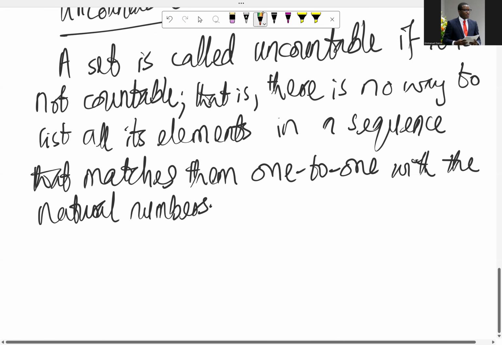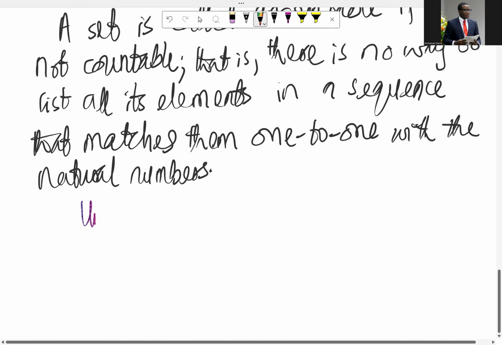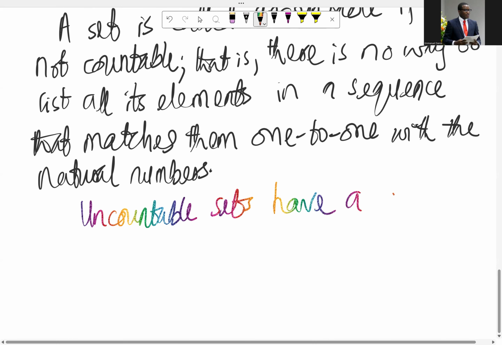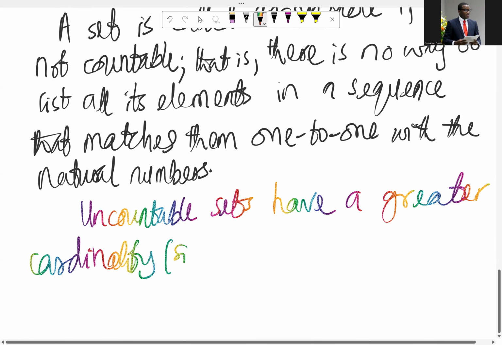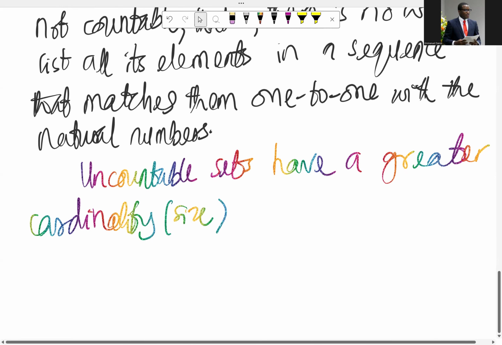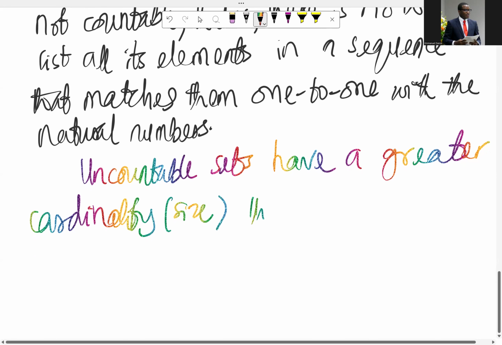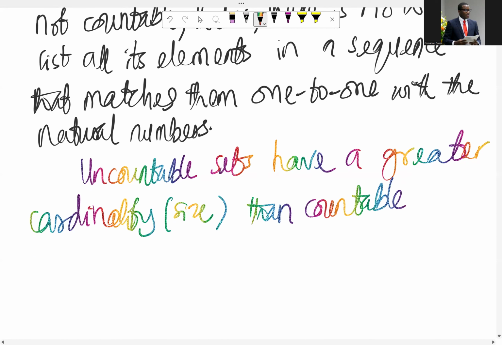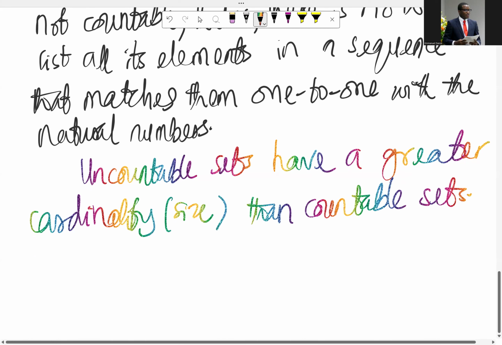Okay. It is worthy of note that uncountable sets have a greater cardinality, which is size. Of course, we know cardinality is the number of elements. Uncountable sets have a greater cardinality than countable sets. I mean, for obvious reasons, right? Something that can be counted is finite. You can pinpoint them, but something that is uncountable keeps going on and on.